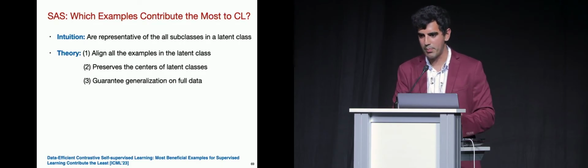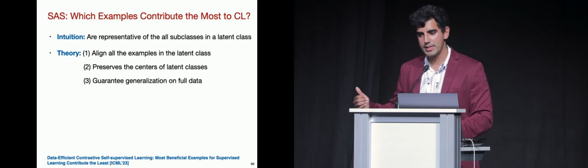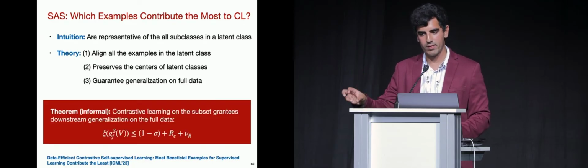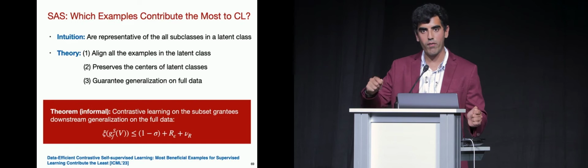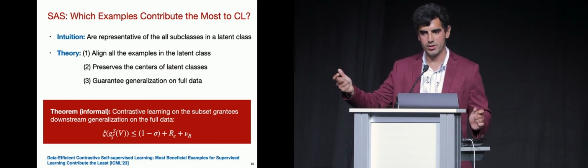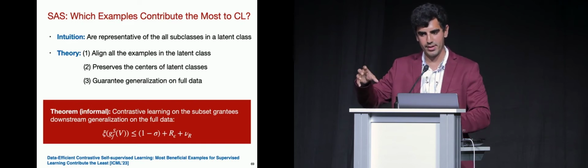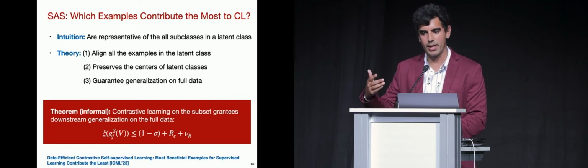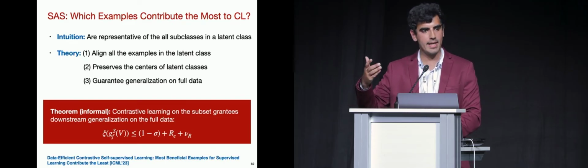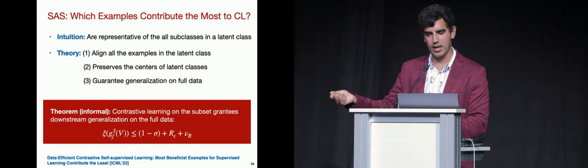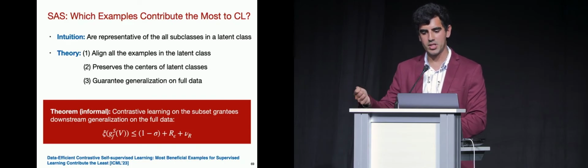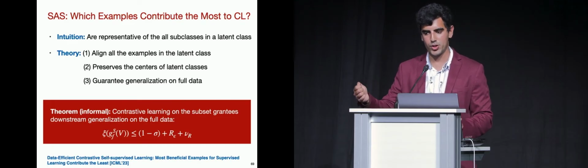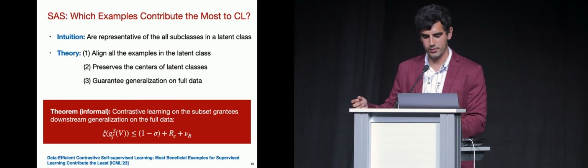So wrapping up, our intuition is that we want to select examples for contrastive learning that are in some sense representative of all the subclasses in a latent class. So it's like diverse, but also preserving the center. And theoretically, what we show is that this aligns all the examples in the latent class. It preserves the centers of latent classes. And we guarantee generalization of the full data as a consequence of this.